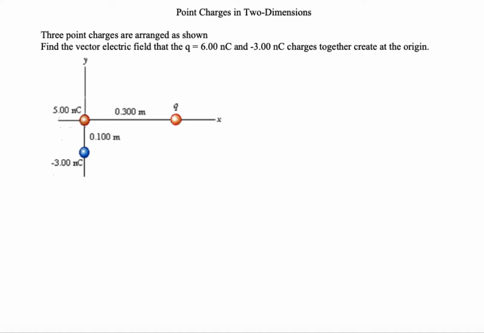Let's try a two-dimensional problem involving point charges. We'd like to find the vector electric field that's created at the origin. Note that the particle at the origin cannot contribute to the field at the origin. Only the other two particles can. So let's start with that.